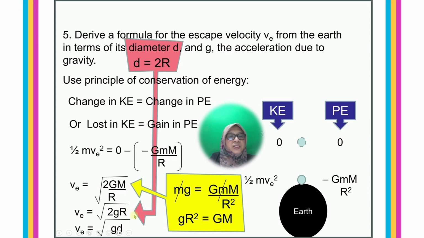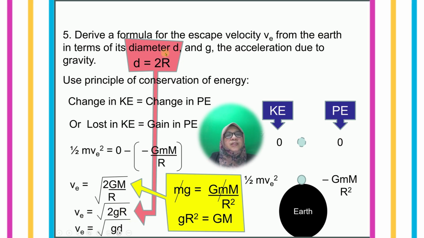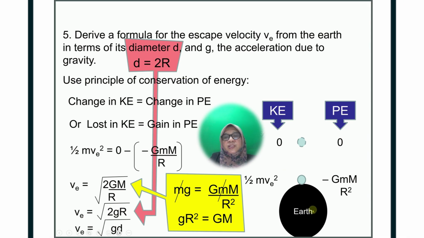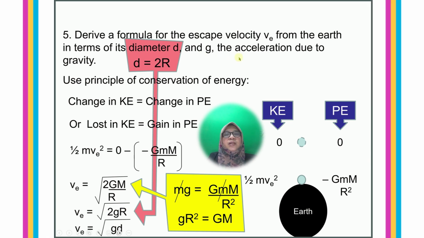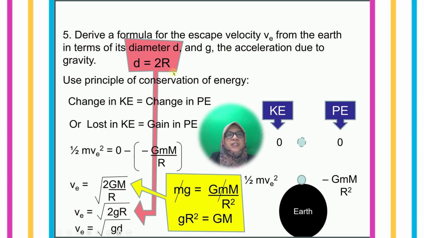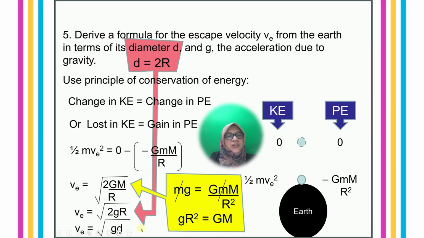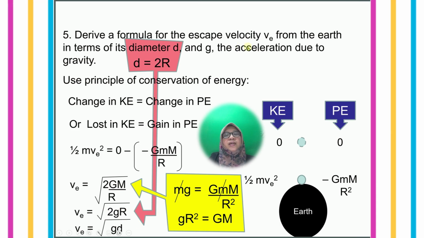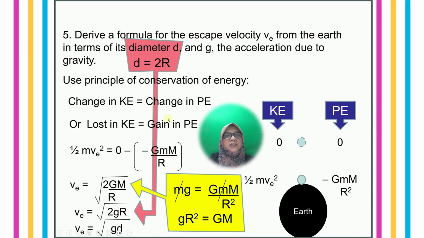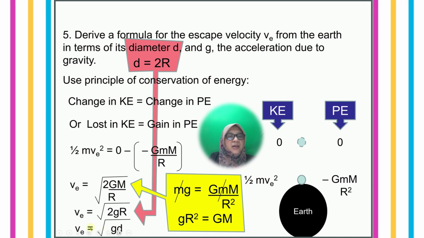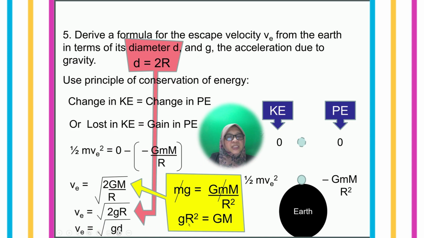Okay, so we substitute there and we get 2gr. Okay, so the diameter is equal to 2r, right? So the diameter of the Earth is equal to 2r, so this 2r we can substitute with d. Because the question wants it in terms of d, we substitute the 2r with d. So that's the answer. Okay, so for question 5, escape velocity in terms of g and d is given by escape velocity equals the square root of gd.